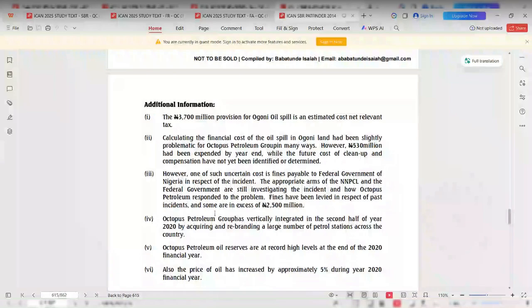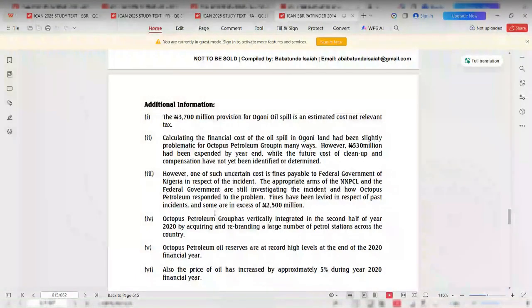Octopus Petroleum Group has vertically integrated in the second half of year 2020 by acquiring and rebranding a large number of petrol stations across the country. Now, what is the implication of this Roman figure 4 additional information on our analysis, or even on the company's statement of account itself? If they have acquired more companies and rebranded a large number of petrol stations, that means it will have affected their profits.